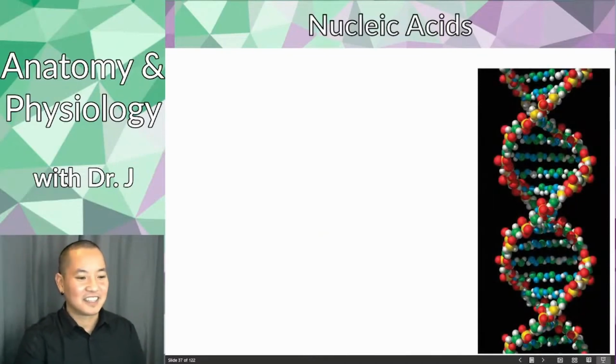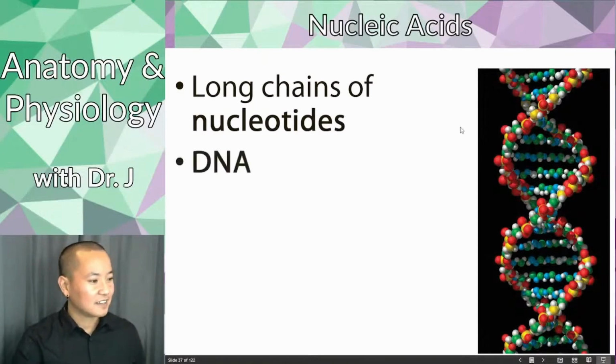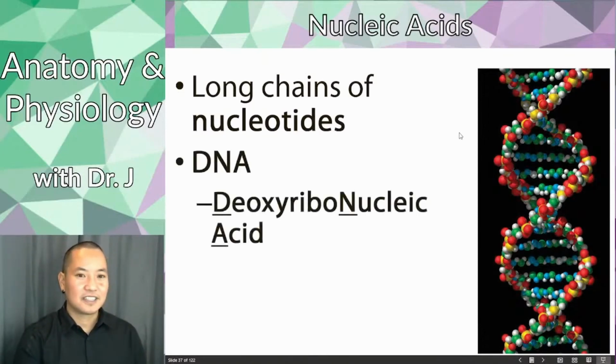Now nucleic acids, here's one that might seem very familiar to you. So this is DNA. And notice that it kind of repeats over and over and has this kind of polymer-like structure. So these are long chains of nucleotides. So nucleic acids are polymers of nucleotides. This is why they have that kind of repeating structure you see with this double helix in DNA. So DNA stands for deoxyribonucleic acid. So that D is very important, and then nucleic acid is the N and A.